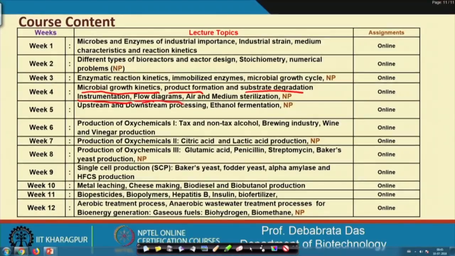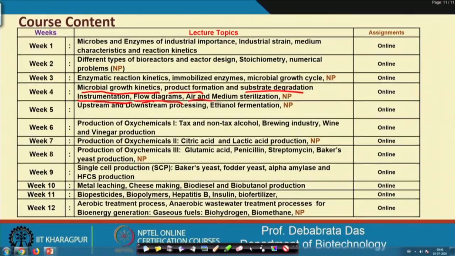Then flow diagrams: we have two types of flow diagram of the process, the block flow diagram and the process flow diagram. For the block flow diagram, I have already shown you the baker's yeast and brewing industry, where you have seen the different steps involved before we get the beer for marketing purposes. All the steps we consider as units, so different units are involved in the flow diagram. If you represent one unit as a box, then we call it a block flow diagram. If you give a sketch of the particular process, with the heat exchanger, the reactor and the sterilizer, then we call it a process flow diagram.